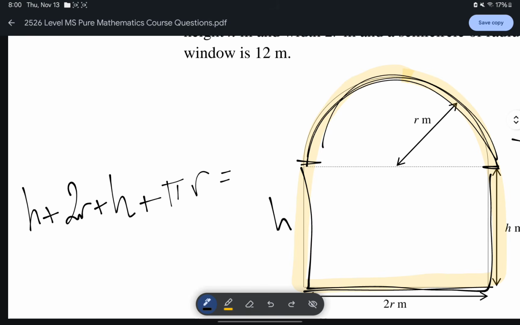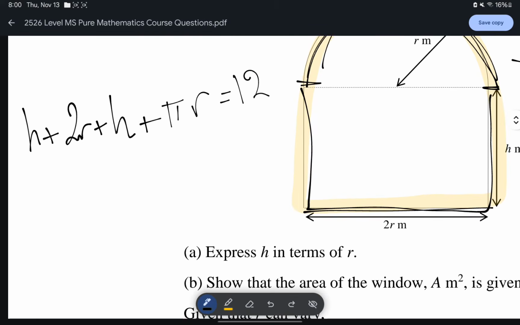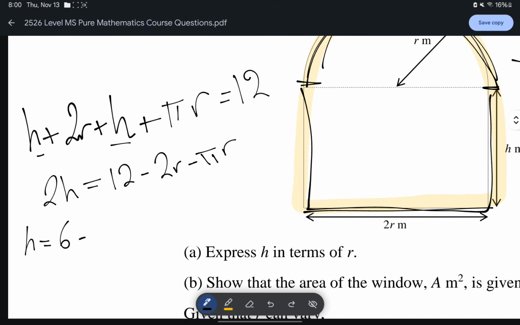Okay, this is our perimeter, and they said our perimeter is 12. So all this equals 12. They want us to express our height, so that means we need to keep all the h's on one side and everything else on the other. So here h plus h is 2h, and then we'll move everything to the other side. So it's 12 minus 2r minus pi r. Divide everything by 2, so our height is 6 minus r minus pi r over 2. Or actually, in this case, I'm going to keep it as one thing: 12 minus 2r minus pi r, all of this over 2. Okay, so this is our height.